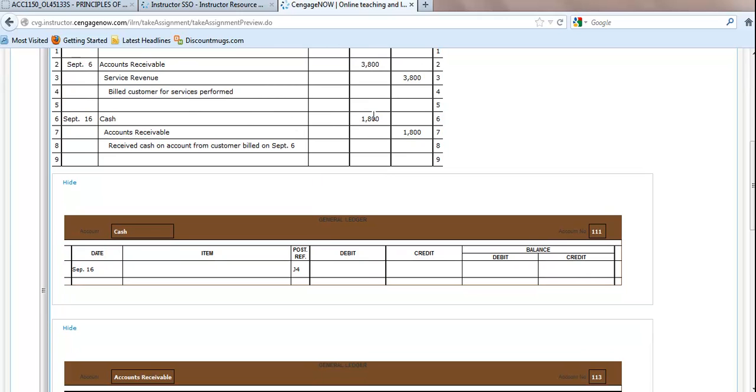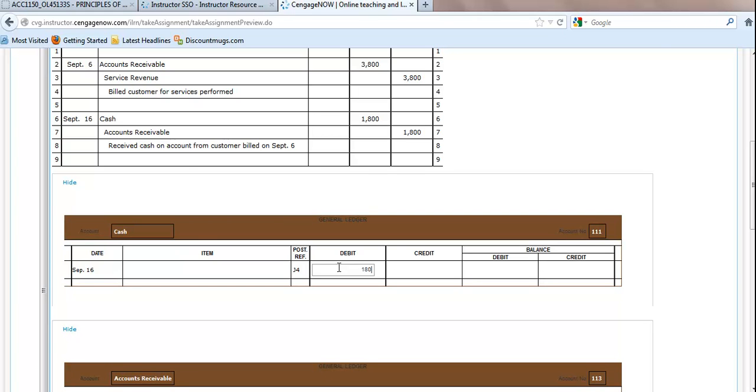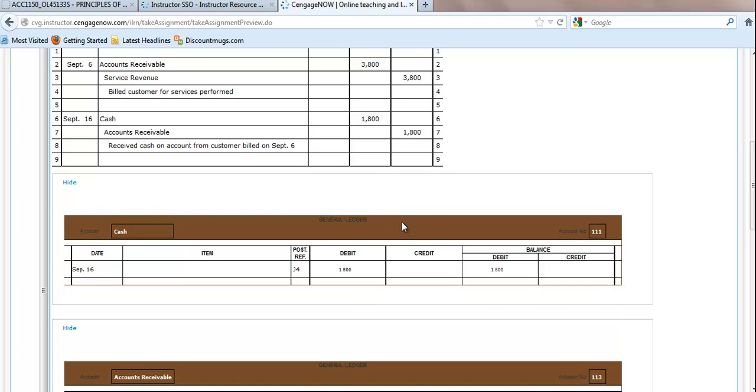Then I debited cash for $1,800, so here's my cash account. I put my date, and nothing goes in the item column. It's from journal page 4, debit cash, $1,800. So my new balance is $1,800. This is another example. If you continue to post, this is going to let you put something in the credit column, but you don't want to. If I could just draw an X right here, there'll never be a balance on the credit side of my cash account.